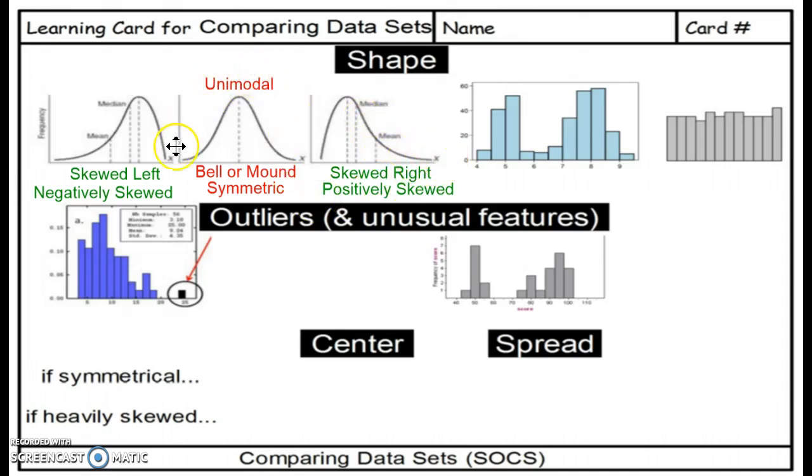Now in the middle here, we have a bell-shaped or mound-shaped curve. And another way to describe this is as being symmetric. You can see that the left side and the right side look the same, so it is symmetric. Now, all three of these would be considered unimodal because there's one peak. So those are different ways to describe its shape for these different types of graphs.